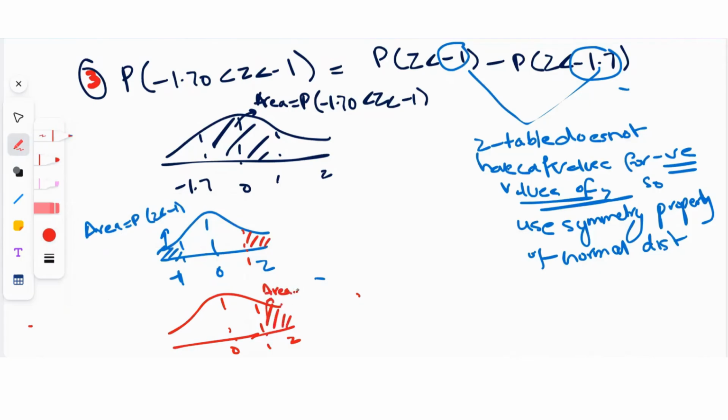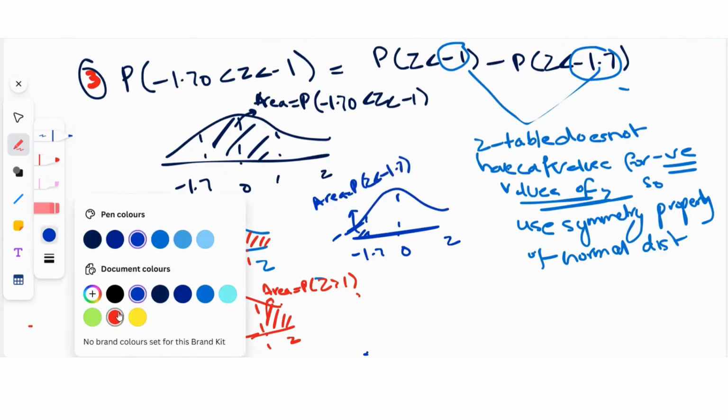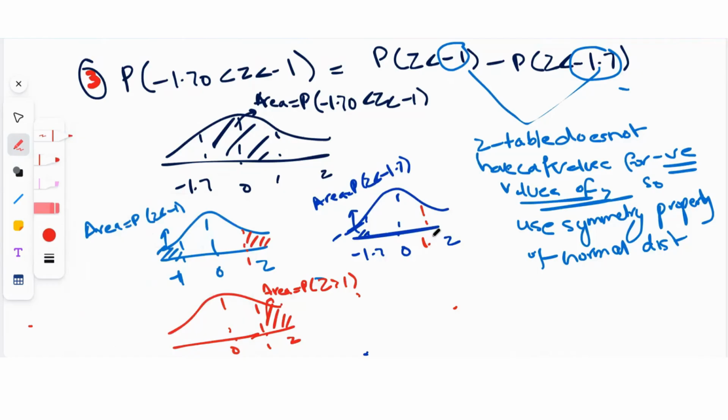This area is probability z greater than 1. Similarly, over here, what we're interested in is the probability z is less than minus 1.7. So this area is probability z is less than minus 1.7, and this is the same as this area by symmetry. Right, so what we're interested in is essentially this, if we write it in terms of positive values. So we're interested in this area, probability z is greater than 1.7.